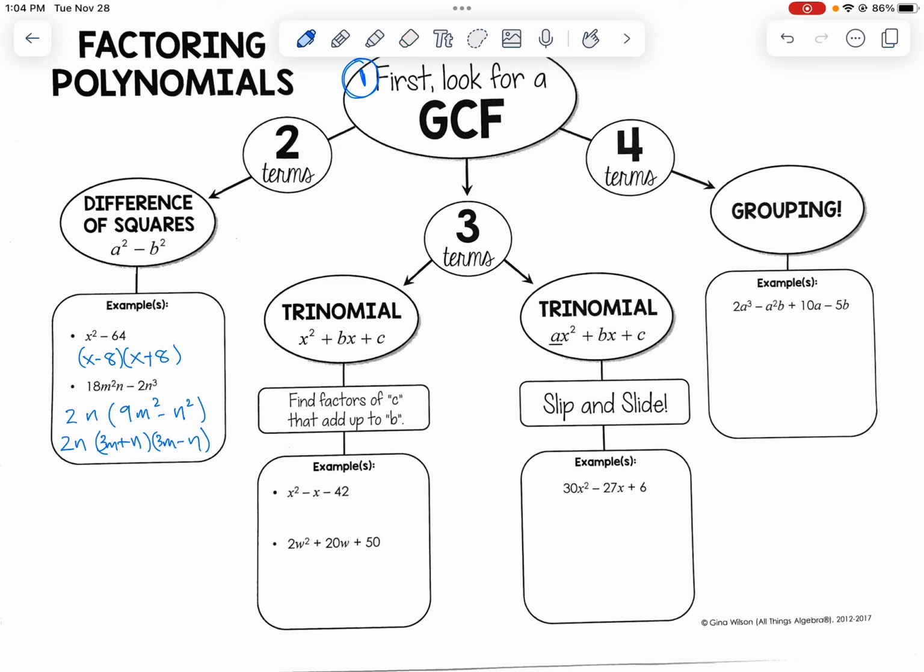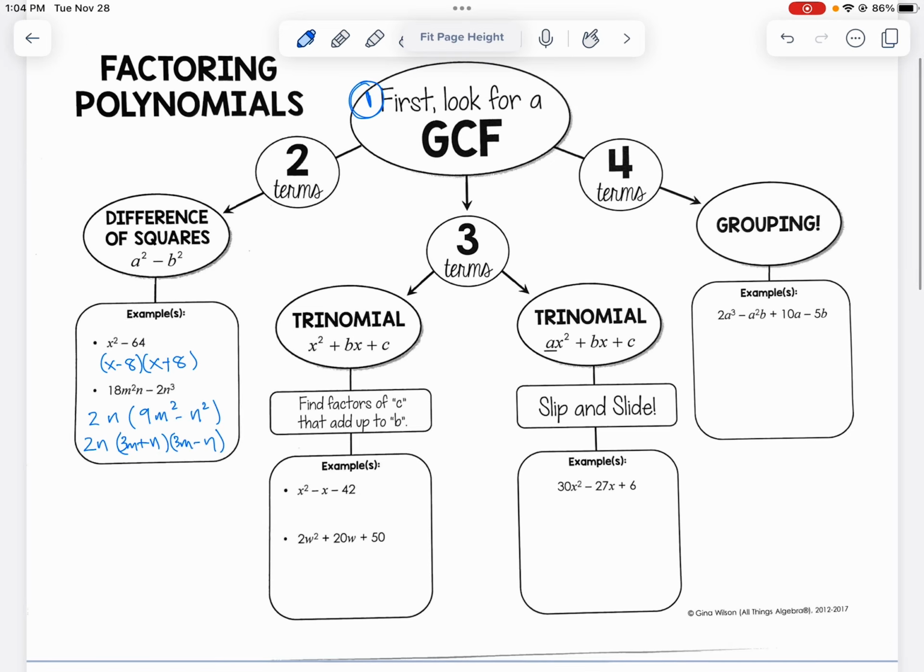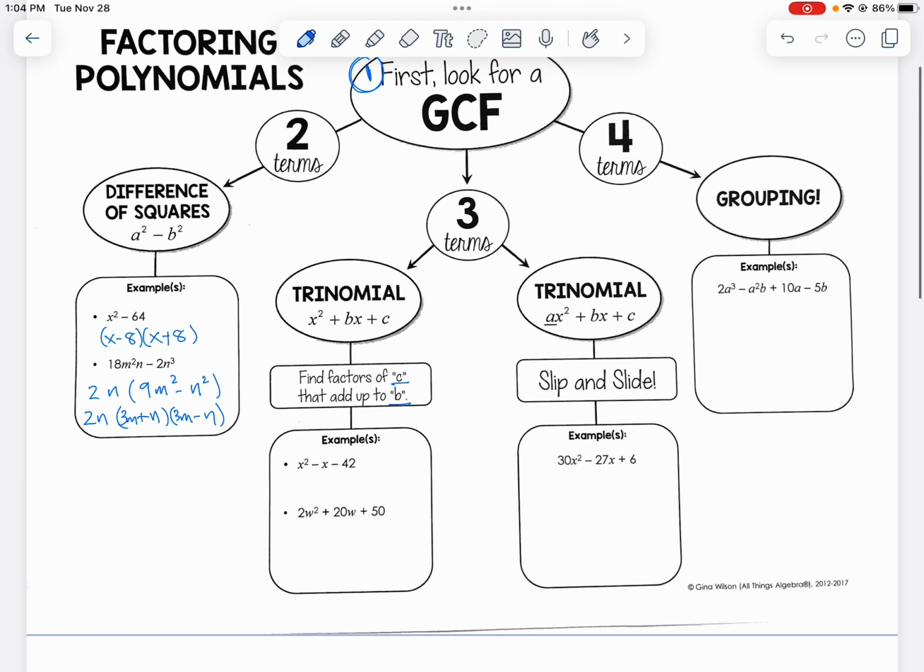If you have three terms, also known as a trinomial, first find the factors of c, and you want them to add up to b. So this is the product sum method that we've been working on and using from the very beginning of the school year, and that you should know from Algebra 1. This is x times x will give me x squared, and what two numbers will multiply to negative 42 and sum to negative 1? That's negative 7 and positive 6.